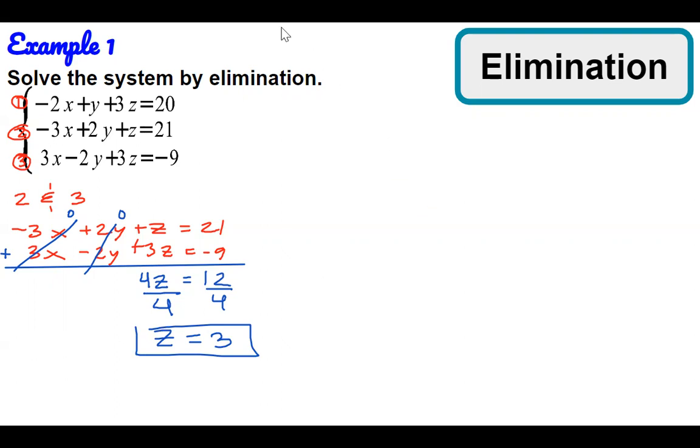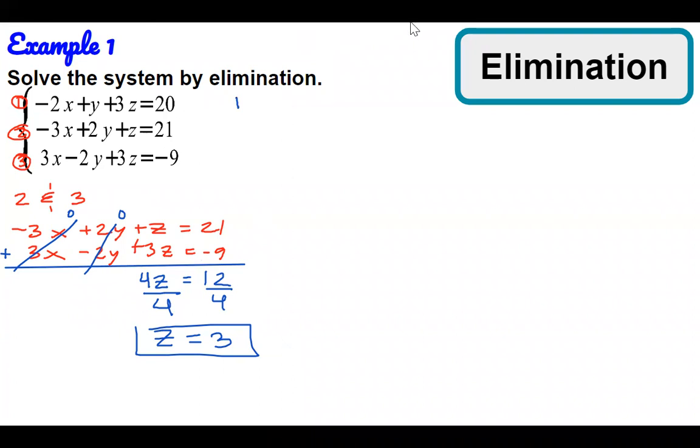Now, from here, what I'm going to do is that since I already know what the value of z is, I can grab either equation 1 and 2 and substitute the value of z, so I can eliminate z and have only x and y. Or I can substitute equation 3. I'm going to choose 1 and 2.